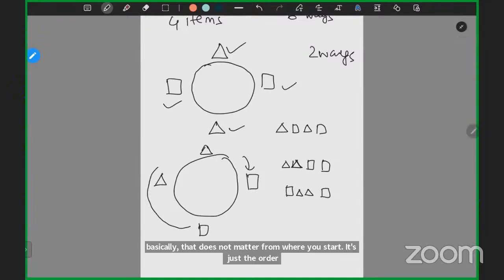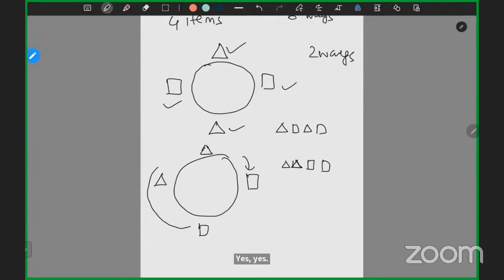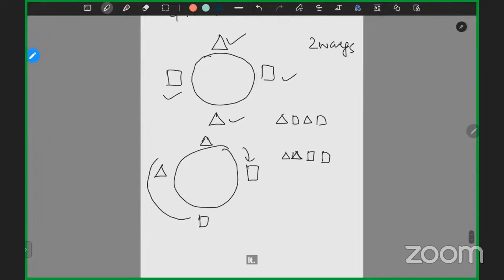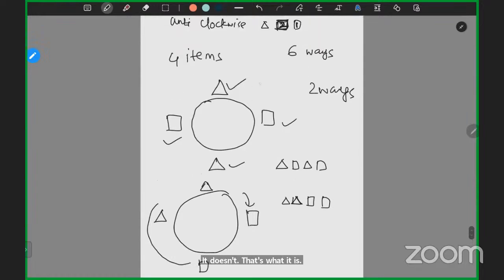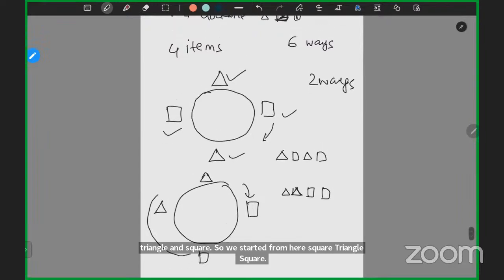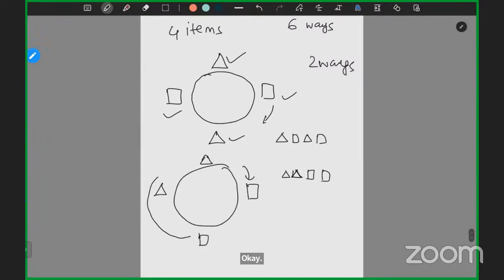But can we do first triangle and then square and then triangle and then square? Is it possible? Yes. So it's this one, right? So square, then triangle, then square. So we started from here: square, triangle, square, triangle. Okay, so it's possible. So you are just telling me variations of this, different variations of this same thing.